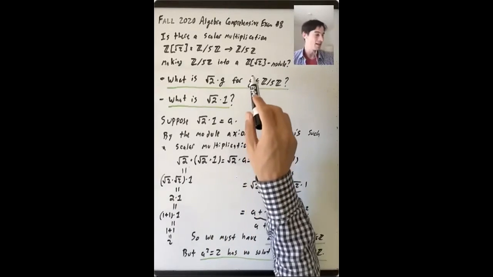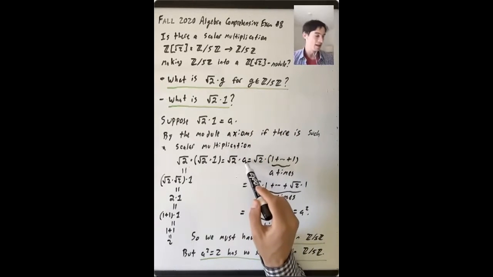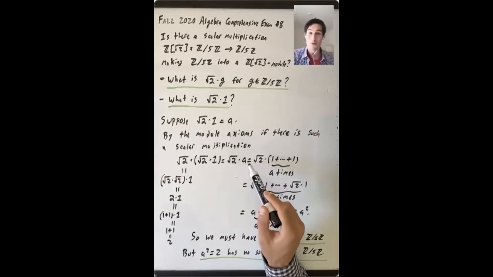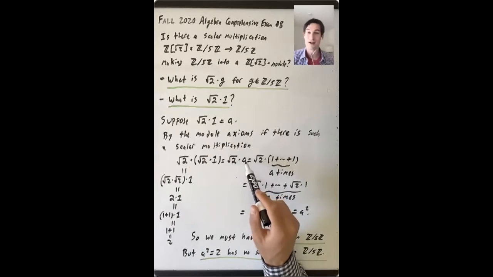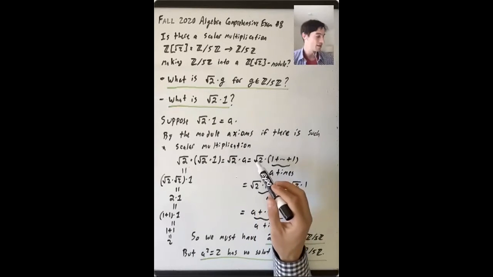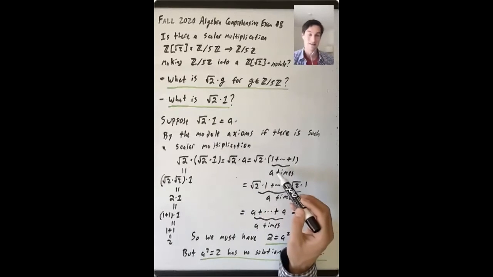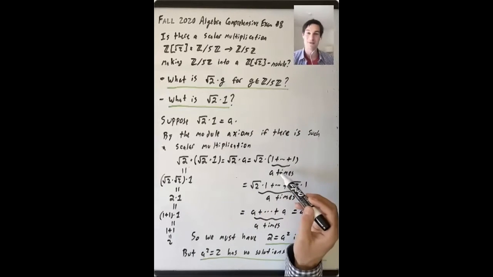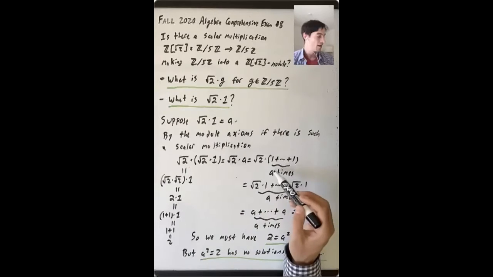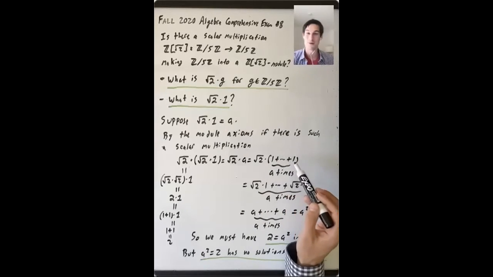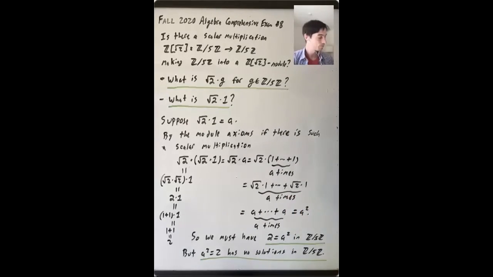And in Z mod 5Z, you can think of each element as being like 0, 1, 2, 3, 4. So just take whatever that class is. A is represented by one of those integers. So you can think of it as square root of 2 dot (1 plus 1 plus 1, A times). This could be 0 times, 1 times, 2 times, 3 times, 4 times. But every A is equal to 1 plus 1 plus 1 plus 1 some number of times.